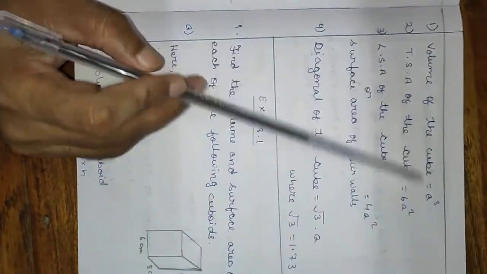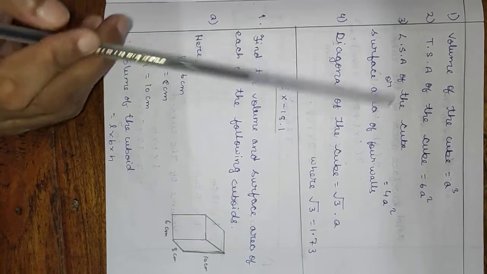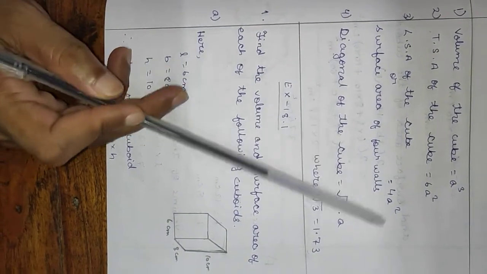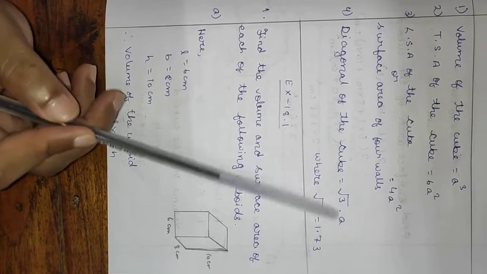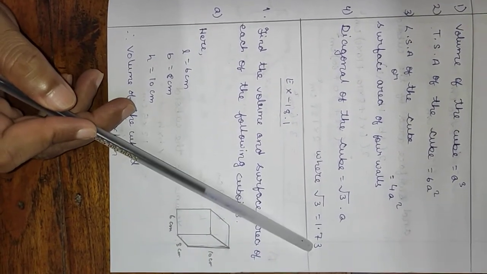Now regarding the cube. Volume of cube: A cube. TSA of the cube: 6A square. LSA of the cube or surface area of 4 walls: 4 into A square. Diagonal of the cube: root 3 into A, where if necessary for root 3 you can use 1.73.